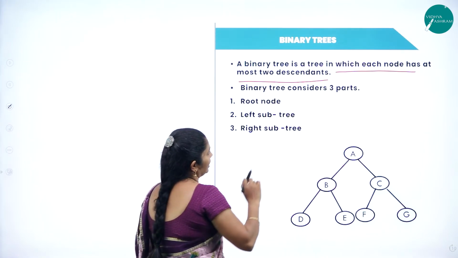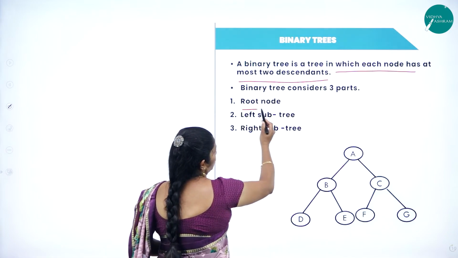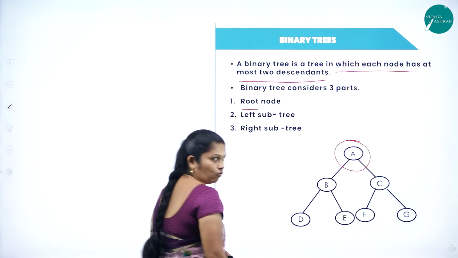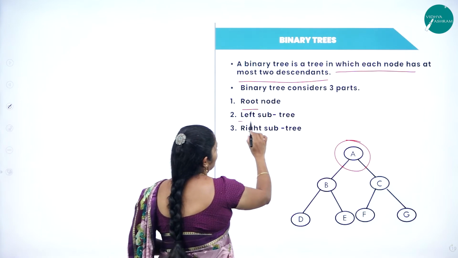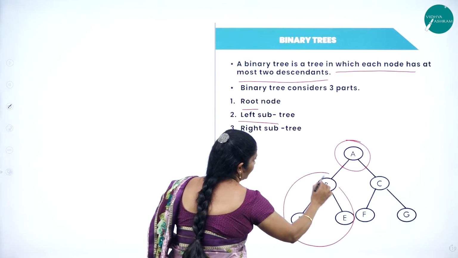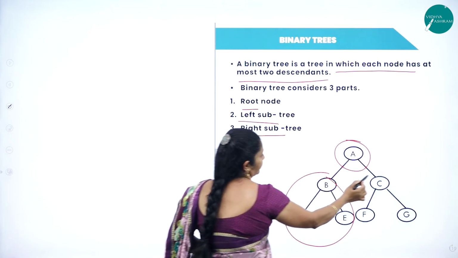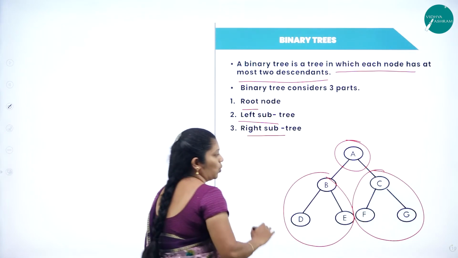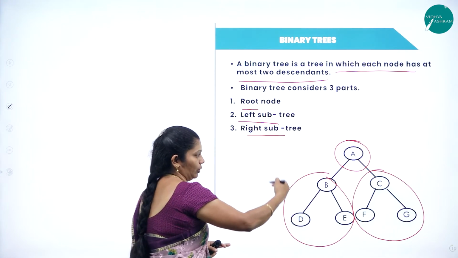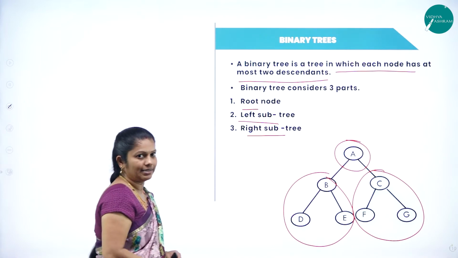In the binary tree, it consists of 3 parts. One is the root node, and left subtree, as well as right subtree. Whatever is on the right side of the parent node can be called the right subtree, and this is the left subtree.